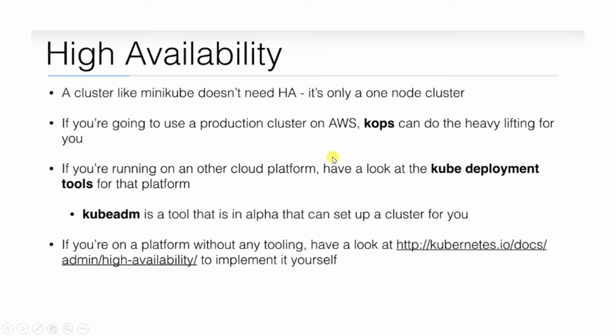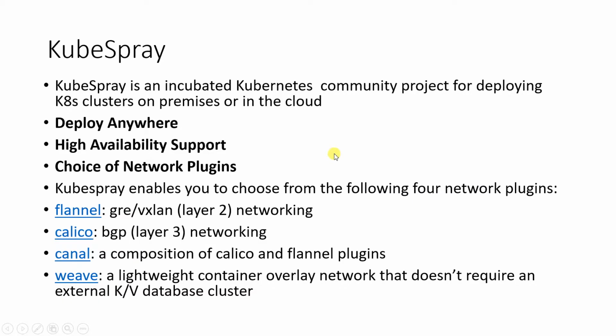So let's go directly to Kubespray. What is Kubespray? Kubespray is a Kubernetes community project for deploying Kubernetes clusters on premises and in the cloud. It provides a lot of functionality, like deploying Kubernetes on any platform, mainly the Linux platforms like Ubuntu, Red Hat, CentOS, and Fedora especially. Kubespray also lets you choose networking plugins like Flannel, Calico, Canal and Weave. Calico is quite interesting because it supports layer 3 networking.